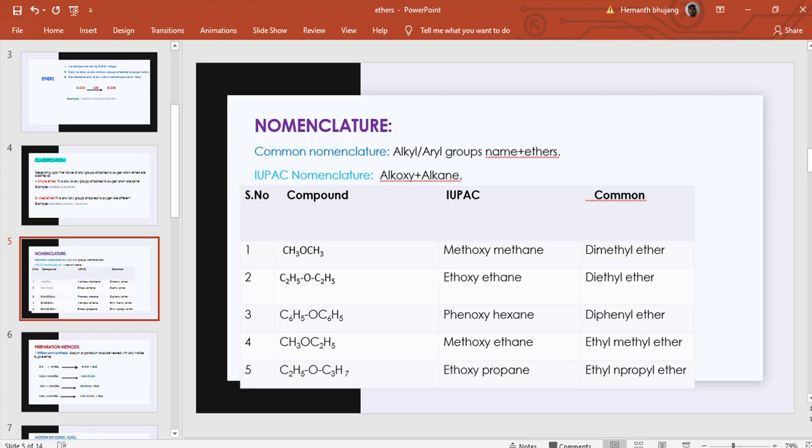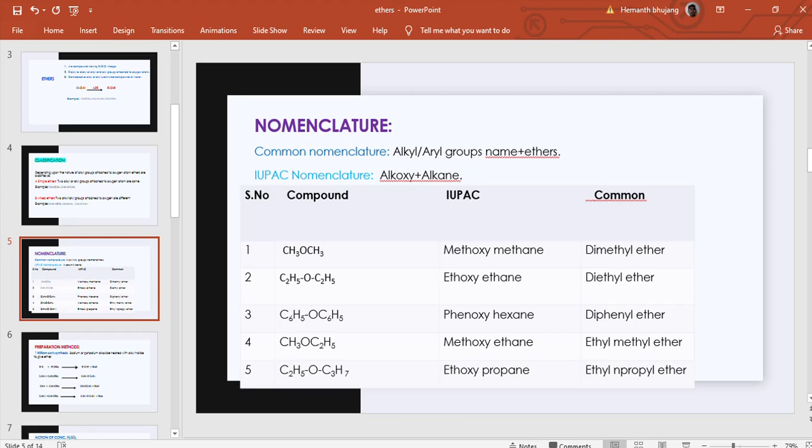And coming to the last example, common nomenclature. Again, we have two different groups. One is propyl and the other one is ethyl. And in propyl, as all the carbons are present in a straight line, we can call this simple n-propyl. So ethyl n-propyl ether. So this is the common as well as IUPAC nomenclature of ethers.